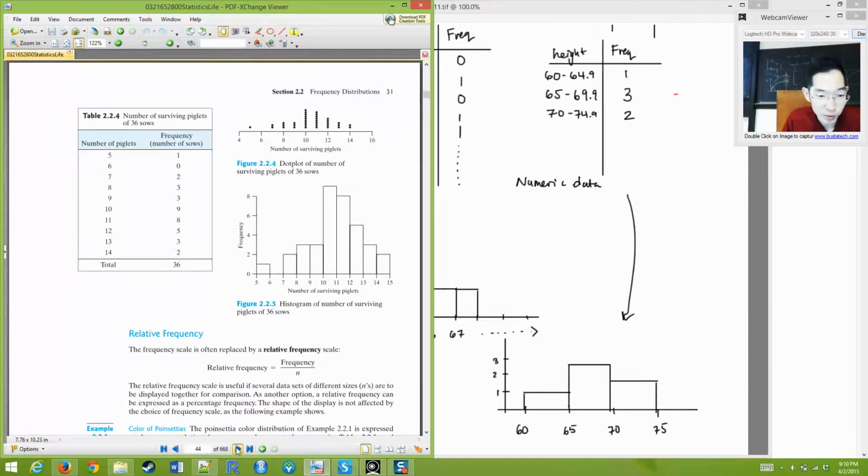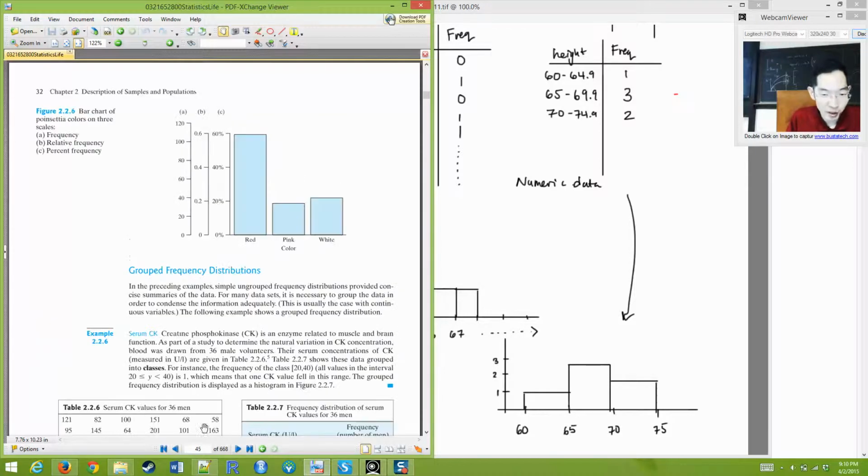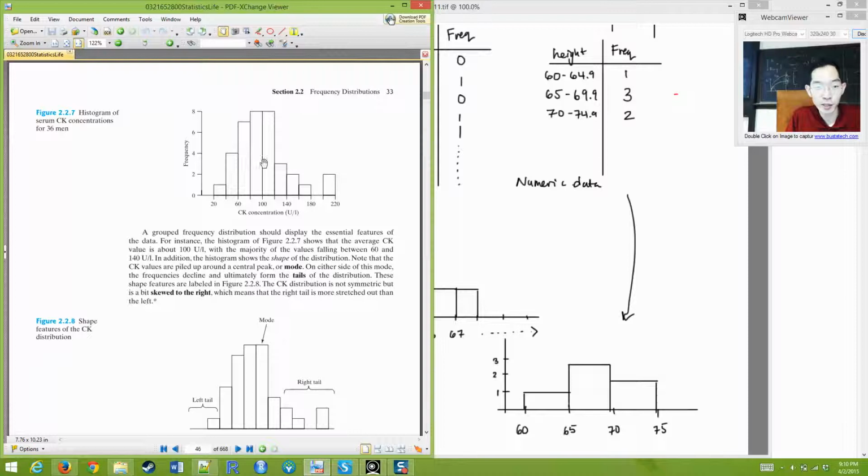All right. So anyway, histograms with more data might look something like this. We only had 6 data points here. As you have more data points, you might create a histogram that looks like this.